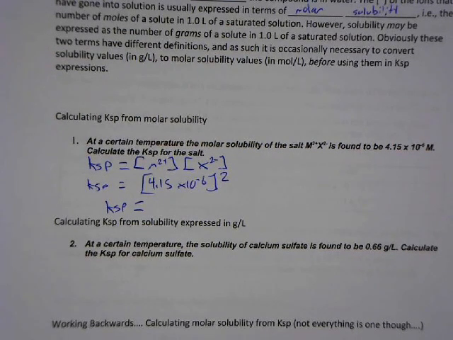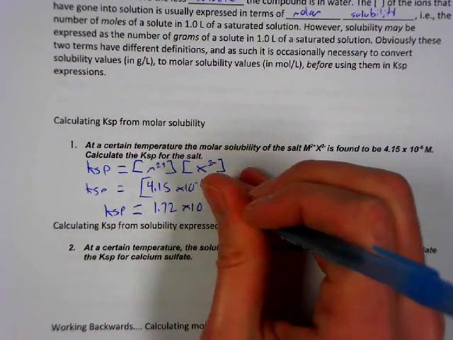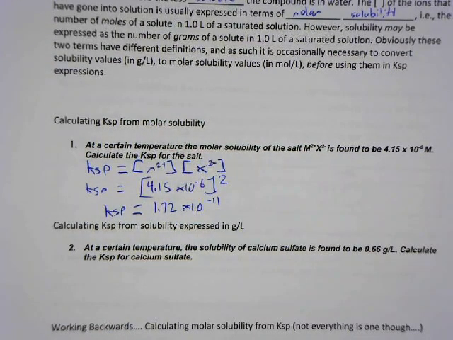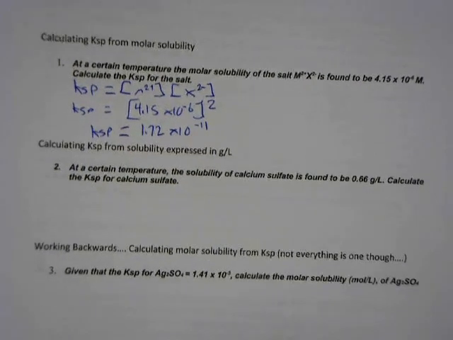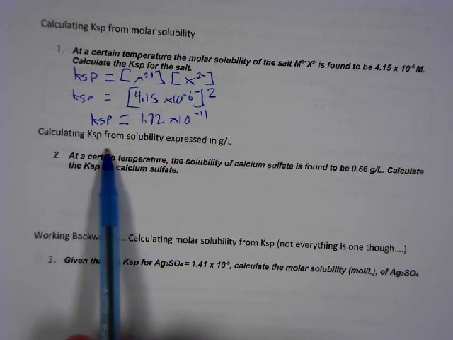It should be a smaller number, yeah, you're right. A bigger exponent to the negative is what I meant. 1.72 times 10 to the negative 11. That's what I got. No units on K. Even though there technically would be, there's no unit. You never put units on K.